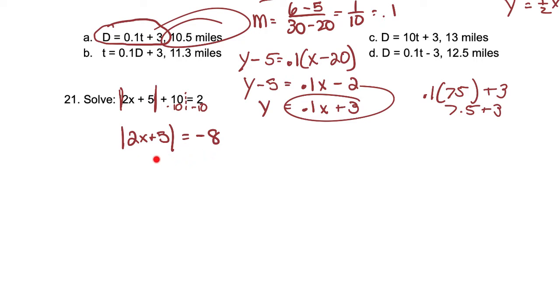Think about what you're trying to do. You're trying to solve this for x. Well, it doesn't matter what x is. When you take the absolute value of it, you get a positive 8. So there's nothing that works for this one. We'll just put no real solutions.